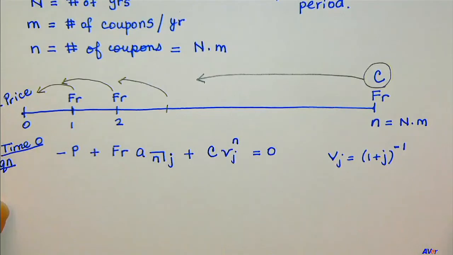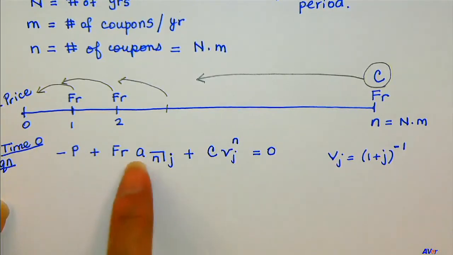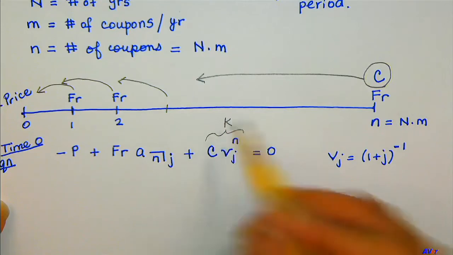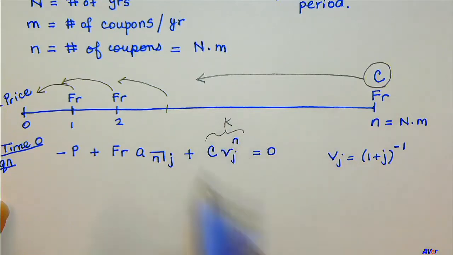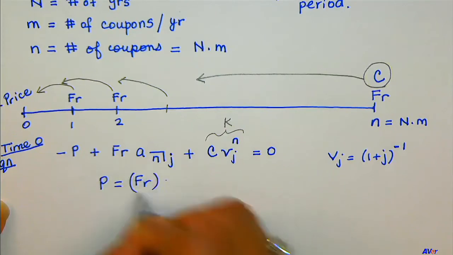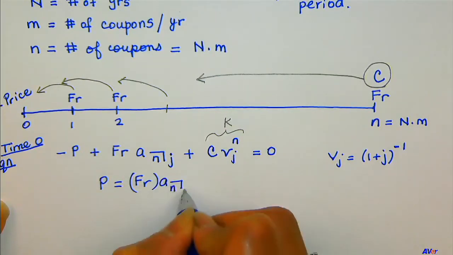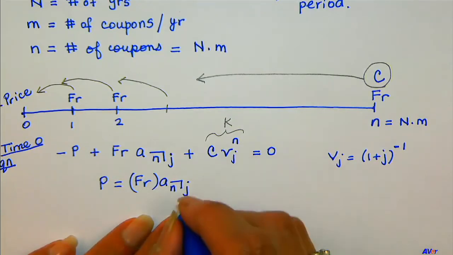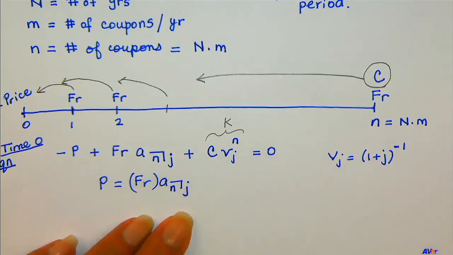So they call this Fran in order to remember it, F-R-A-N, and then they call this mess K. And they say P equals Fr angle N at some interest rate J, which is per coupon period.